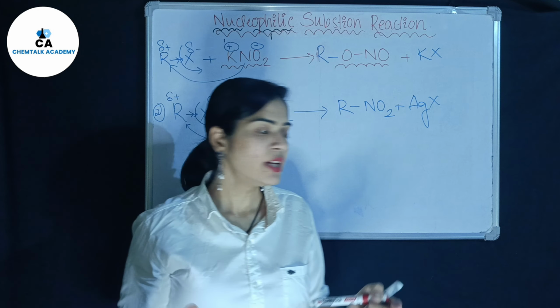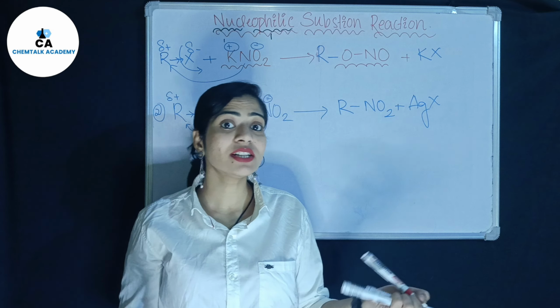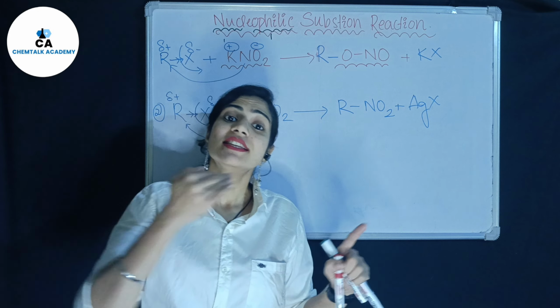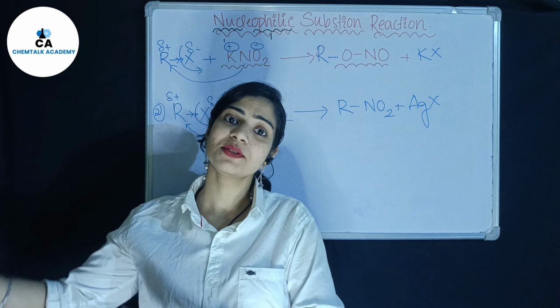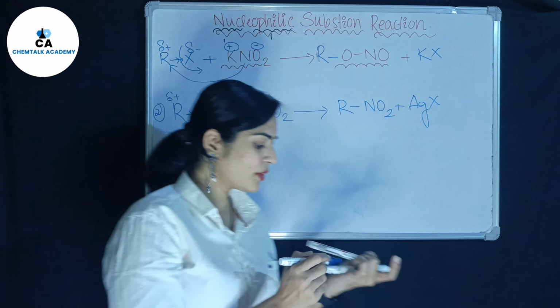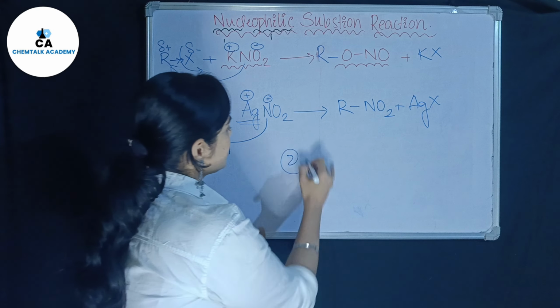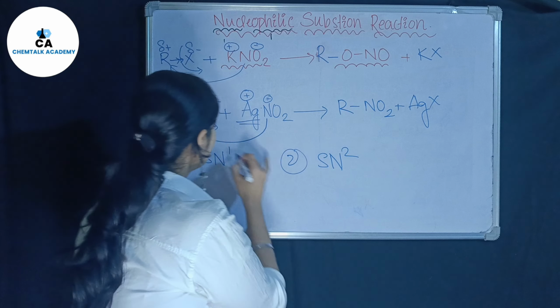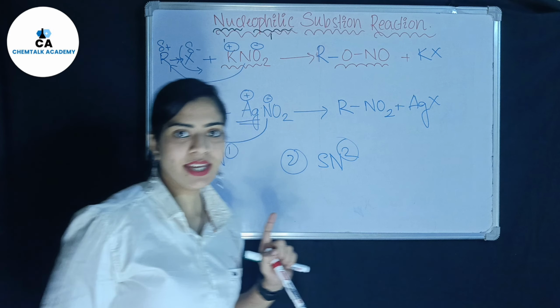Clear? Okay, so next what are we going to discuss? Next we will discuss its mechanism. Similarly, there are different types of nucleophiles, so there are different types of nucleophilic substitution reaction. Not types, it is of two types. One is SN1, another one is SN2. Now what is this? These are nothing but the molecularity of a reaction.